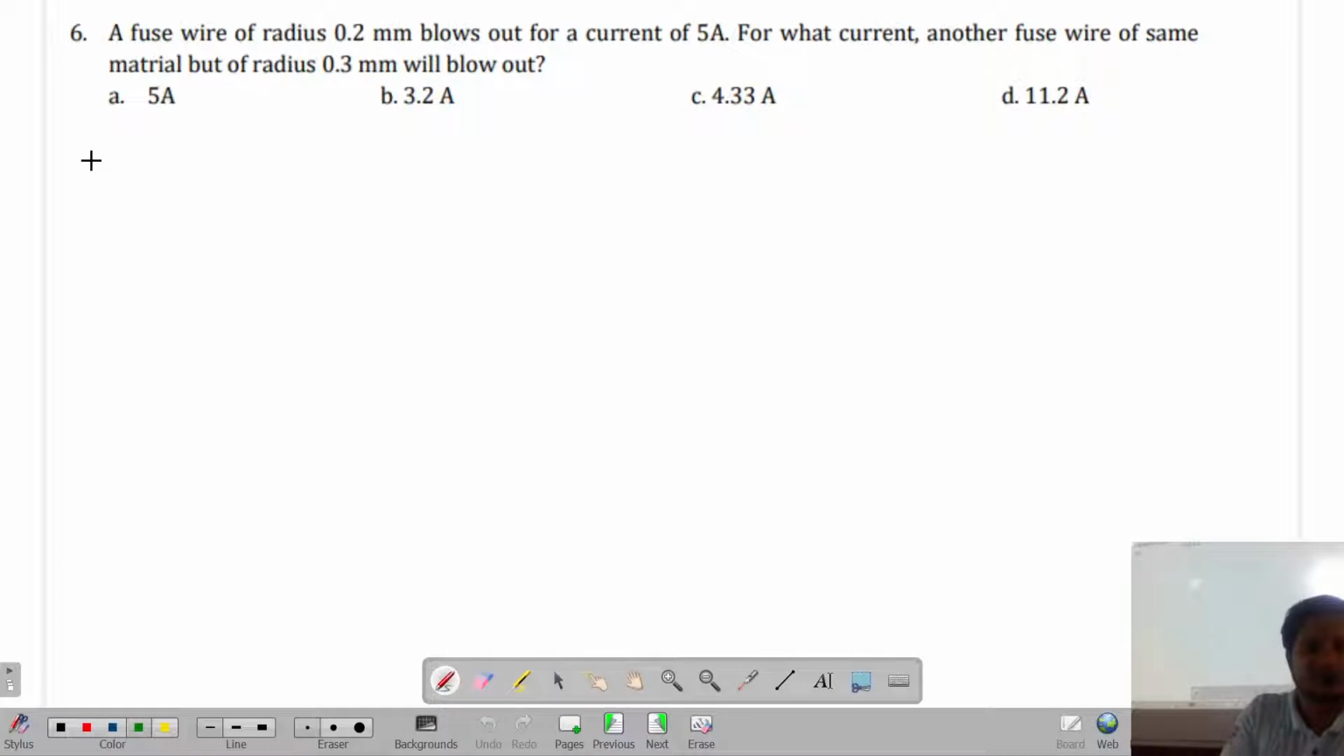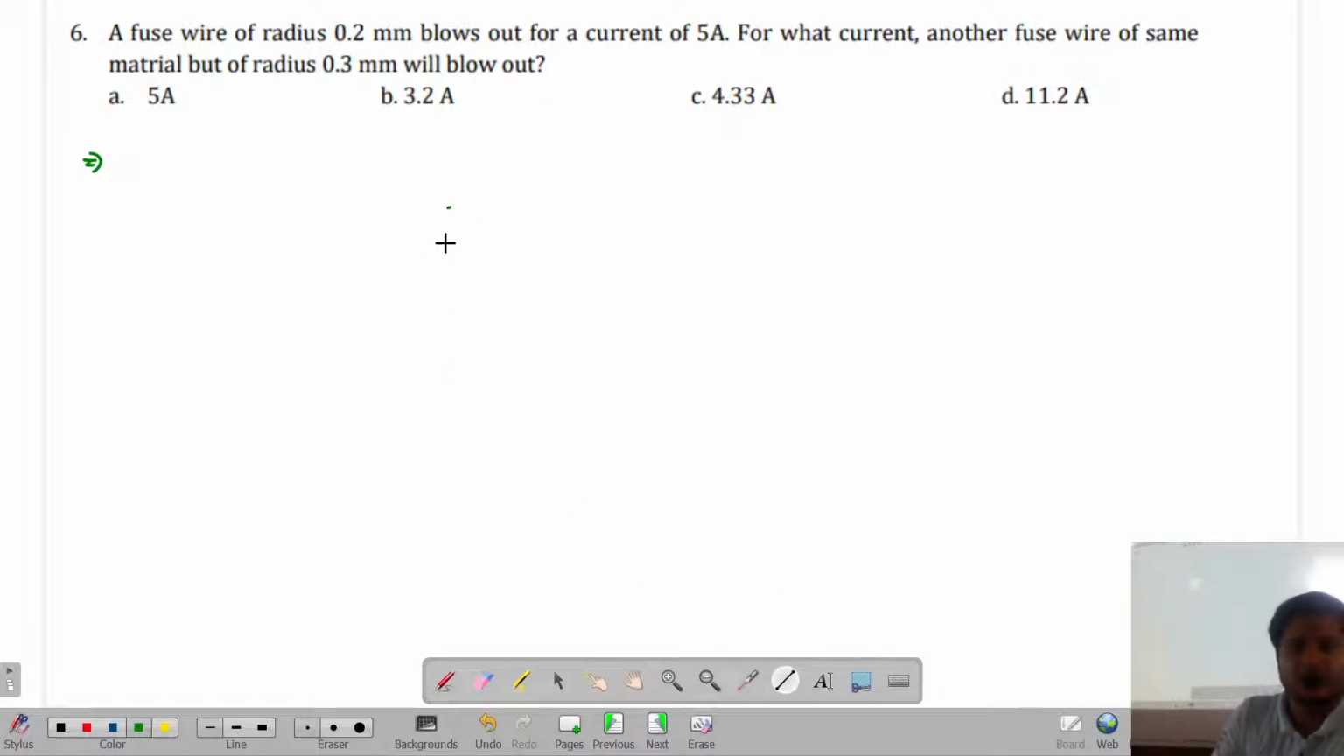Question number 6. It is saying: a fuse wire of radius 0.2 millimeter blows out at a current of 5 ampere. Another fuse wire of the same material but of radius 0.3 millimeter will blow out at what current? Now you are not aware, so try to understand this. Okay.